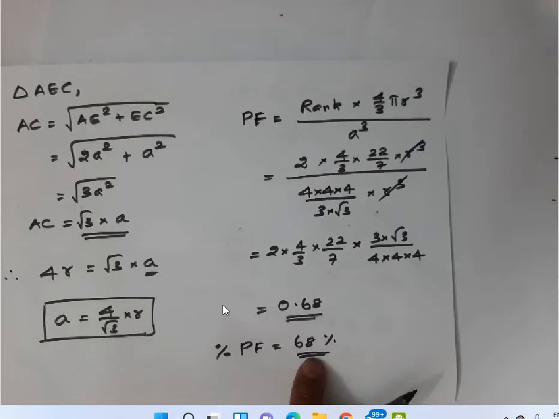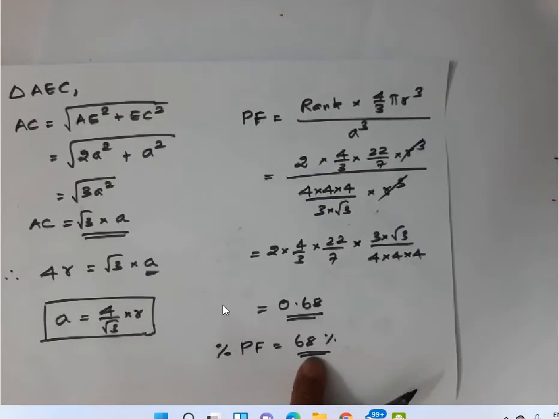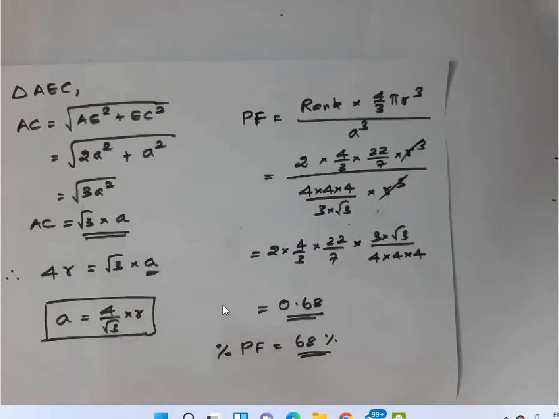Remaining 32% exists as empty space. Okay, so that's the point you should keep in mind. Whatever unit cell you take, whether it is simple cubic or body-centered cubic or face-centered cubic, the full volume is not occupied. Some portion of volume exists as empty space. We say that solids, atoms are tightly packed, even though some empty spaces are there.